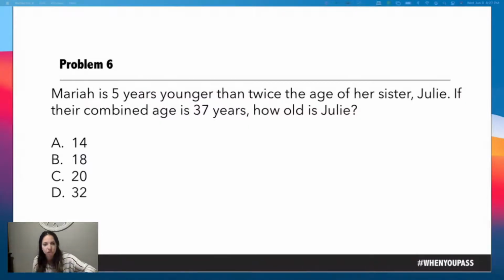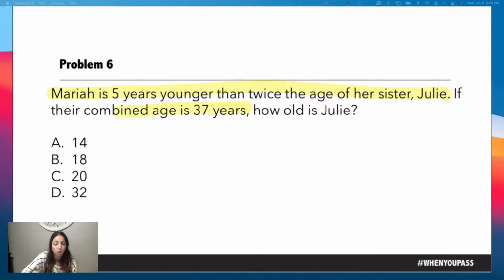Yes, you'll get the same answer, Cheryl. So this is excellent for everybody. Everybody needs to understand how words can translate into expressions and vice versa, how expressions can translate into words. So we know Mariah is 5 years younger than twice the age of her sister, Julie. That's a lot of words. We also know that their combined age is 37.